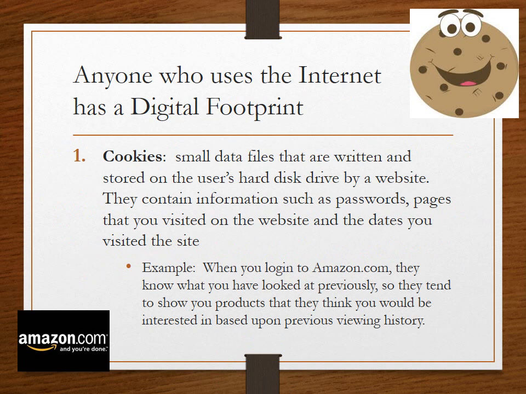So anyone who uses the internet has a digital footprint, and we call these cookies. They are small data files that are written and stored on the user's hard drive by a website. They contain information such as passwords, pages that you have visited on the website, and the dates you visited the site. For example, when you log in to Amazon.com, they know what you have looked at previously. So they tend to show you products that they think you would be interested in based upon previous viewing history.